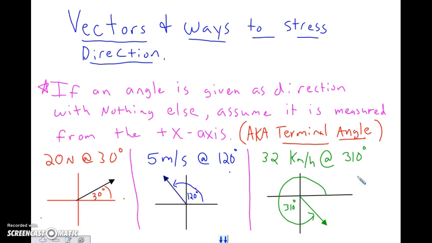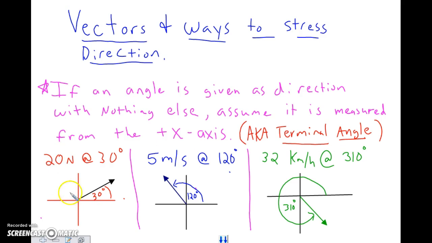Alright, in this video I'm going to quickly go over different ways we express direction when given a vector, to know what quadrant they go in and how we measure the angle. So one of the first ways we might run into some given vectors is being told the magnitude. Remember from class, that's the size.